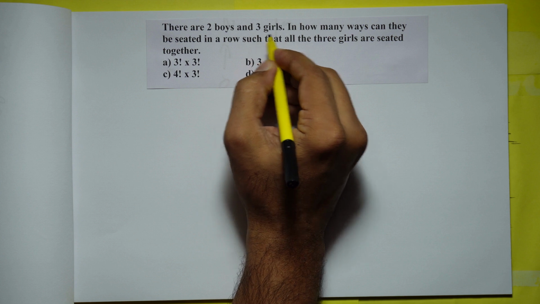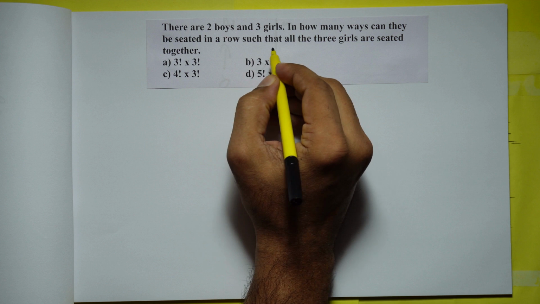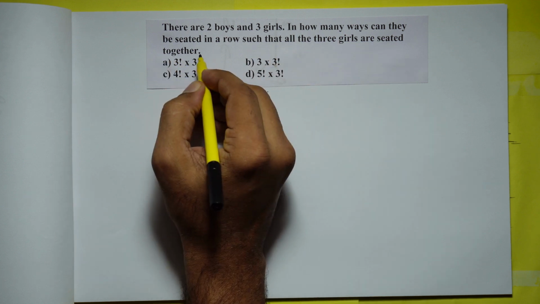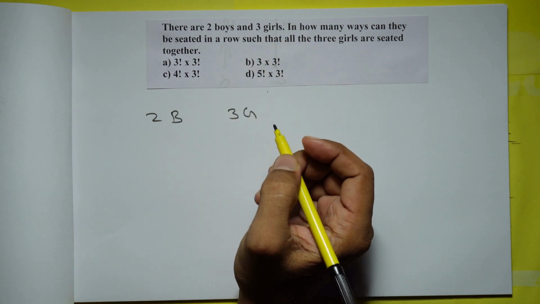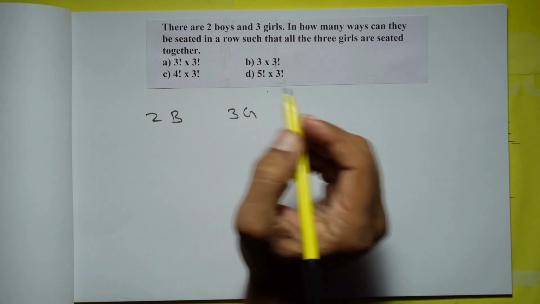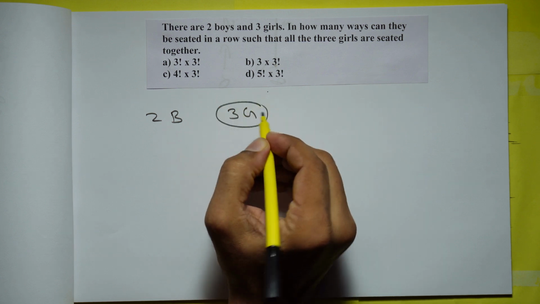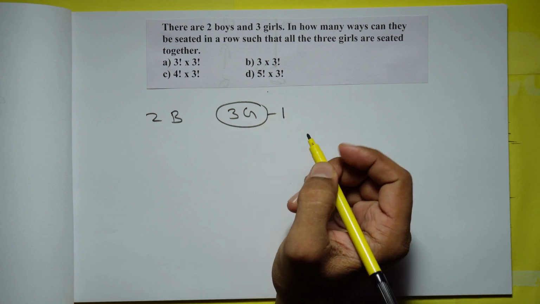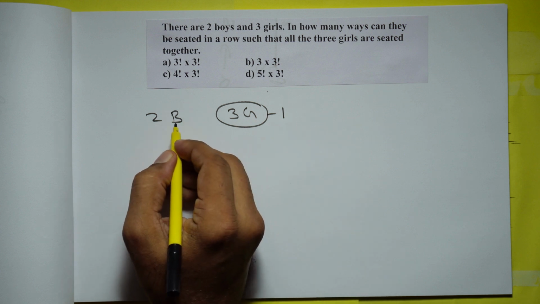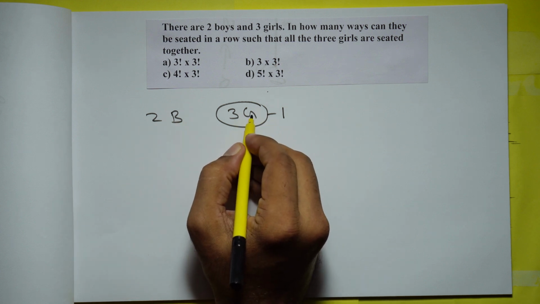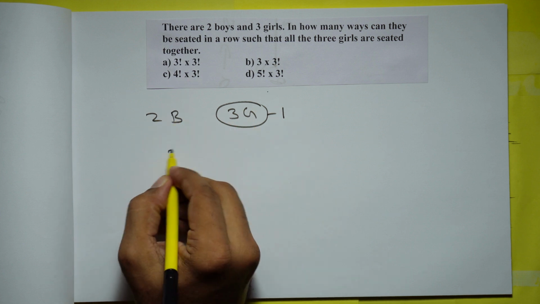There are 2 boys and 3 girls. In how many ways can they be seated in a row such that all the 3 girls are seated together? So 2 boys are there and 3 girls are there. The 3 girls are always together. Whenever it is said that the 3 girls are together, you bring them together and tie them up and treat it as one. Then the 3 girls will always be together. So these 2 boys are there and this is treated as one person. So these 2 boys and this one person, effectively 2 plus 1, 3 of them.